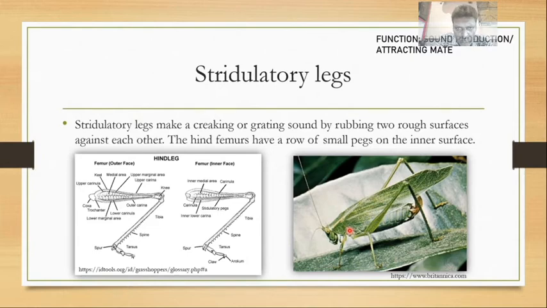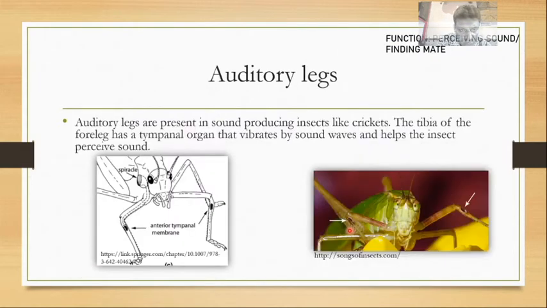Now, if the male is making the sound, the female has to perceive that sound. And how do they do that? For that, they have the auditory legs. Auditory legs are present in sound-producing insects like crickets. The tibia of the foreleg has a tympanal organ that vibrates by sound waves and helps the insect perceive the sound.